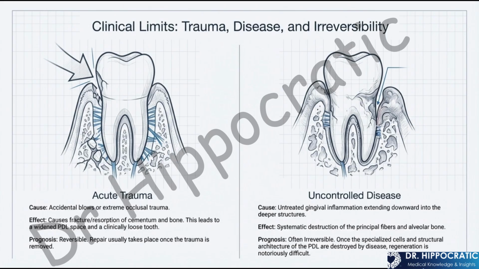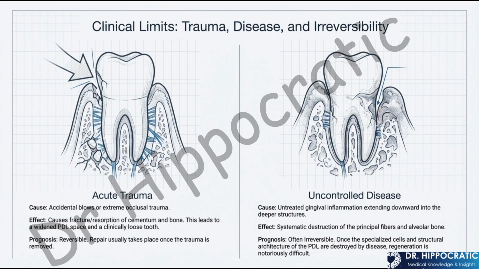This could be an accidental physical blow to the face or extreme unconscious teeth grinding at night. Right. This sudden trauma causes physical tearing of the principal fibers and artificially widens the PDL space, leading to a tooth that feels clinically loose in the socket. But the source notes the prognosis here is actually hopeful. It is usually reversible. Yes, once the acute trauma stops, those dual-action fibroblasts go into absolute overdrive, manufacturing fresh tropocollagen to repair the torn cables.